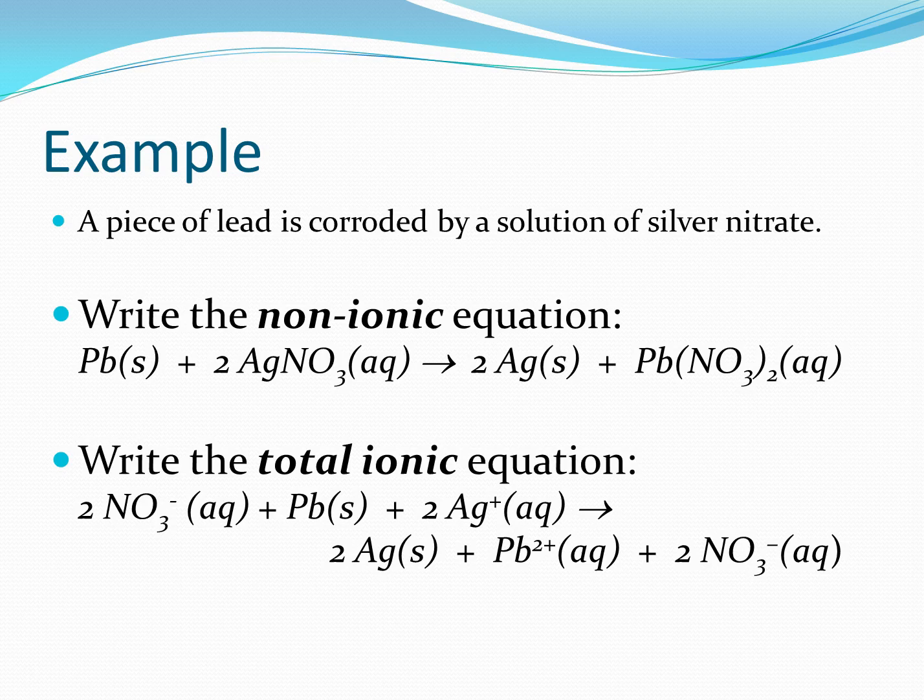Here is a more typical example that you might encounter. Single replacement reactions are very common in redox chemistry. This reaction involves solid lead and silver nitrate. The non-ionic reaction shown is a balanced chemical reaction.